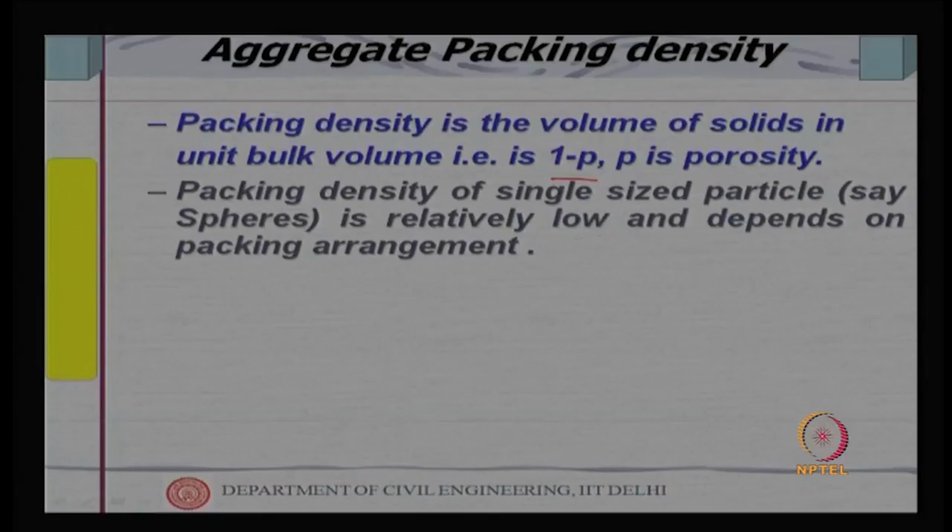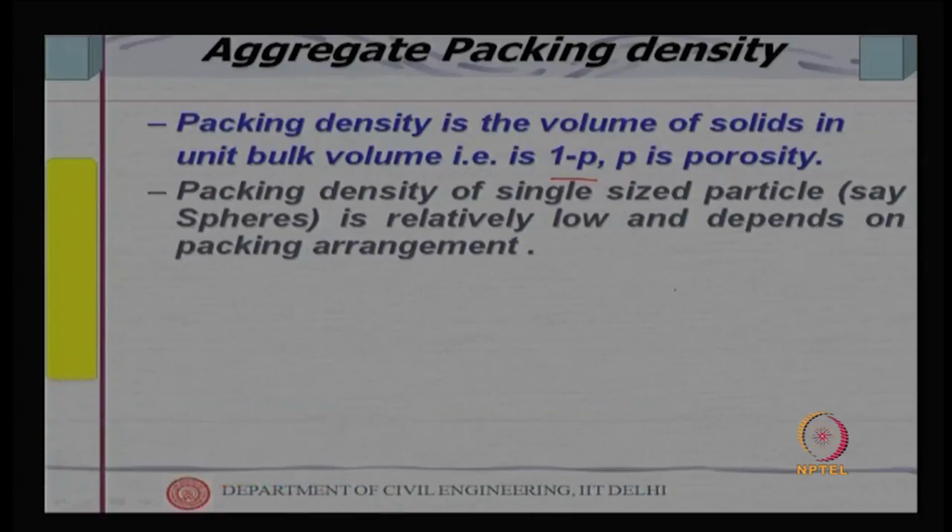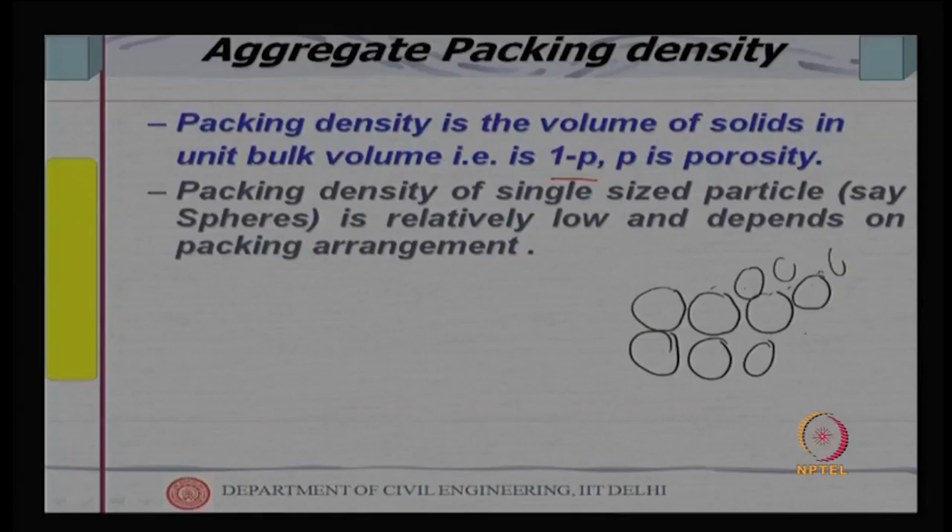Packing density of single sized particles is relatively low and depends on packing arrangement. We can understand that very simply. Supposing I have got all single sized particles and they are packed like this. This is called simple cubic packing, and you can consider the other direction also, the same packing in the other direction, three dimensional same sort of packing, just one below the other. This is called simple cubic packing.